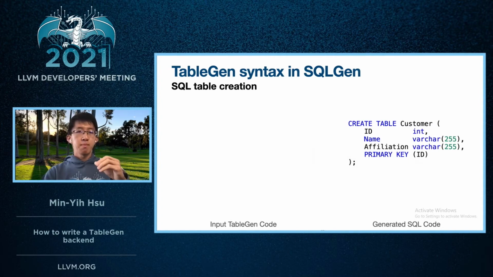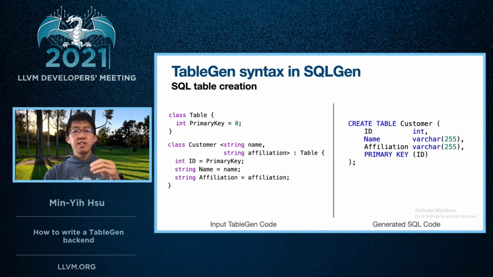To model the statement, first, we have a TableGen class Table, whose subclasses will be translated into individual CREATE TABLE statements. Each field in this class will become a SQL column. To designate a TableGen field as the primary key, in this case the ID field, we assign the primaryKey field from the Table class to it. So we're using the primaryKey field as a token to tell the TableGen backend we're going to write later that, hey, the ID field is the primary key.